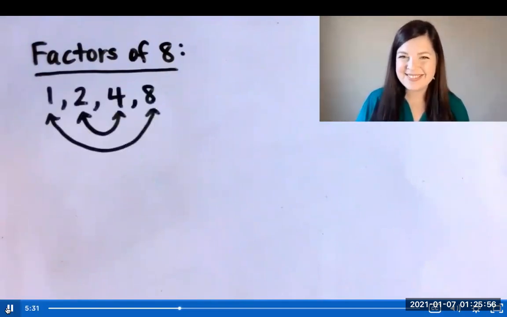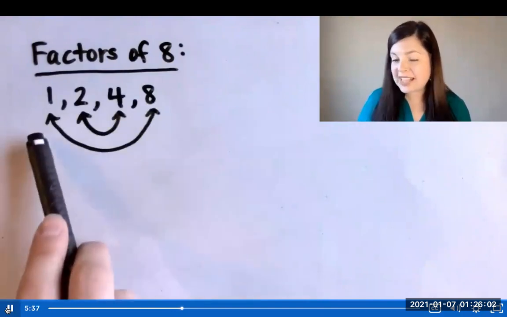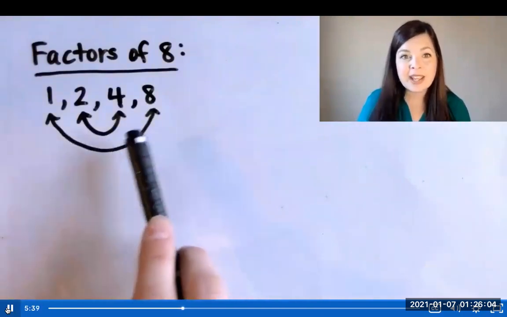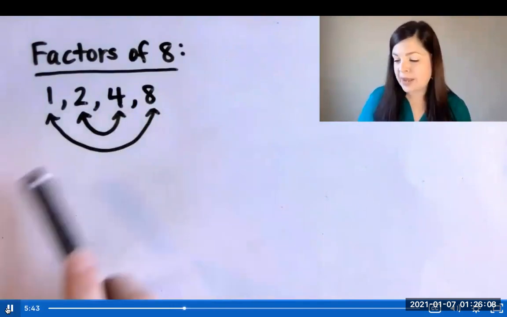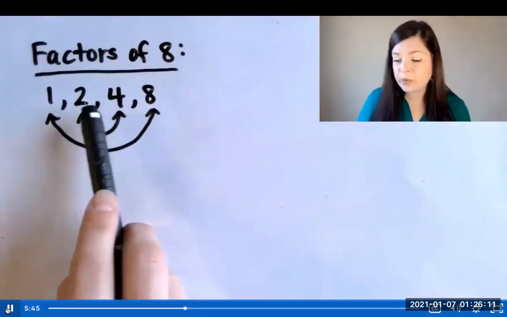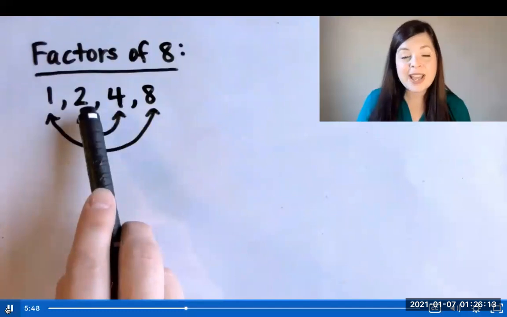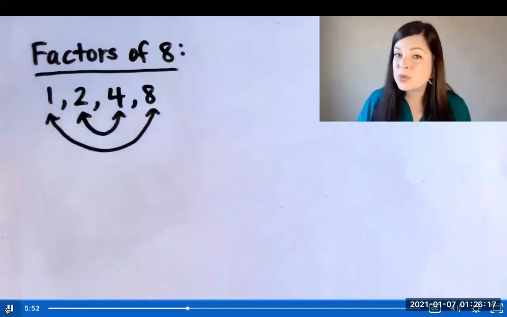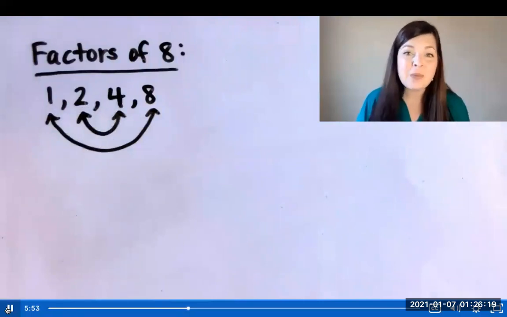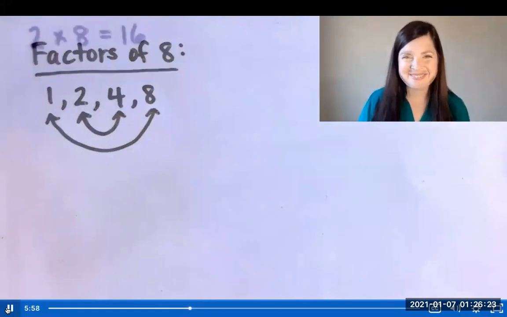Does your work look like mine? To explain how we knew we found all the factors of 8, maybe you were thinking we could connect the factor pairs 1 and 8, 2 and 4. If we look at that middle factor pair, 2 and 4, well, we found all the factors up to 2, and the only counting number between 2 and 4 is 3. Since 3 is not a factor of 8, we know we found all the factors of 8. Nice work.